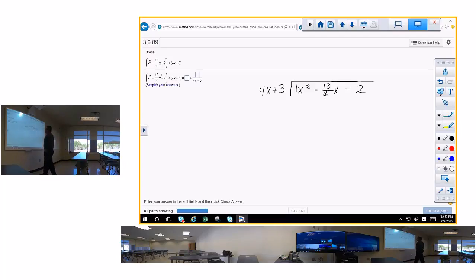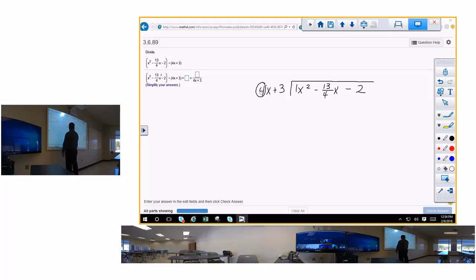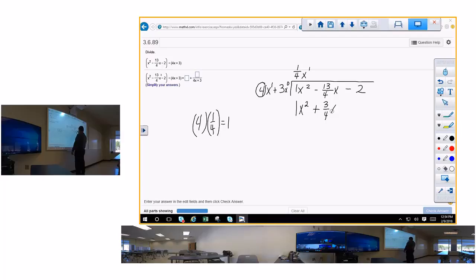Okay, now what do you multiply 4 by to get 1? 1/4. Remember your fractions? 4 times 1/4 is equal to 1. So 4 will go into 1 one-fourth times. X to the first will go into x to the second, x to the first time. Now multiply. 1/4 times 4 is 1x. And 1 plus 1 is 2. 1/4 times 3 is 3/4. And x to the first times x to the 0 is x to the first, which is x.